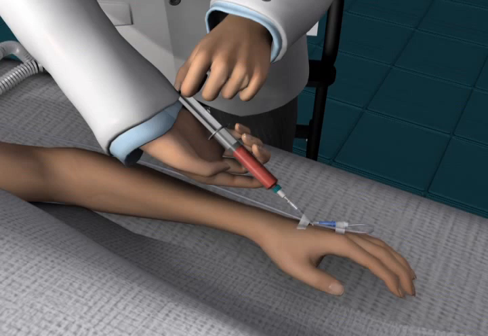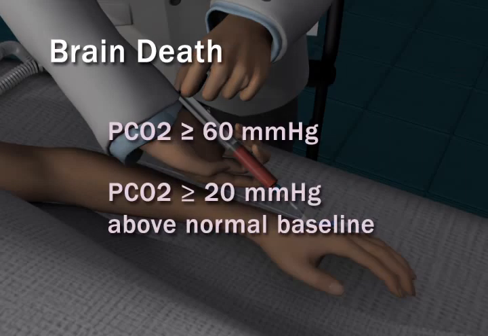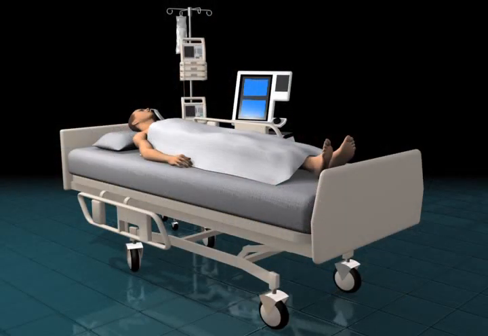It is possible that the PCO2 level already has reached its desired level. If the PCO2 level is more than 60 millimeters of mercury, or 20 millimeters of mercury above a normal baseline PCO2, then brain death can still be declared. This is how we examine patients to determine brain death. Please refer to Chapter 5 of the accompanying text for further study.